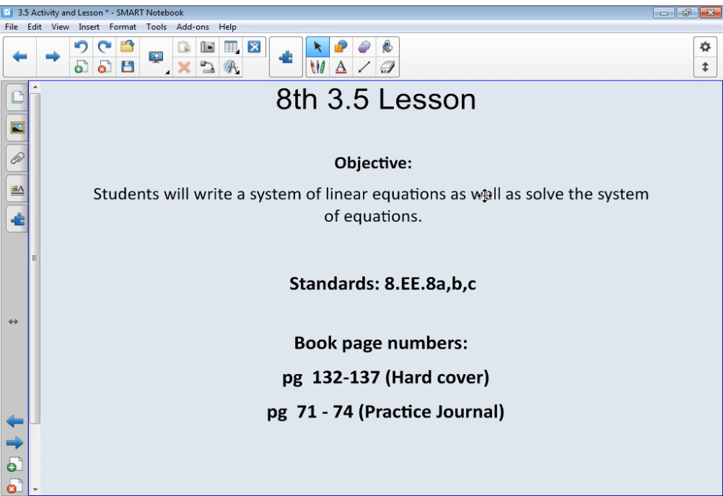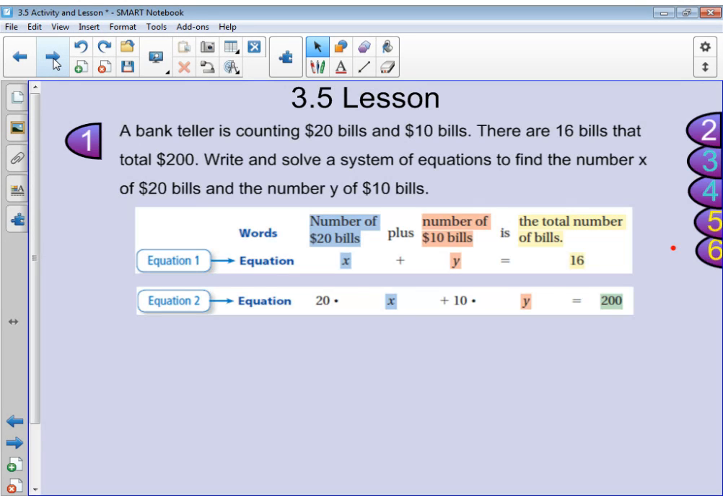Okay, this is 8th grade lesson 3.5. Our objective today, students will write a system of linear equations as well as solve that system of equations. The standards covered are 8.EE.8a, b, and c. The page numbers out of the hardcover book are pages 132 through 137, and out of the practice journal, pages 71 through 74. Yesterday, we worked on some activities.